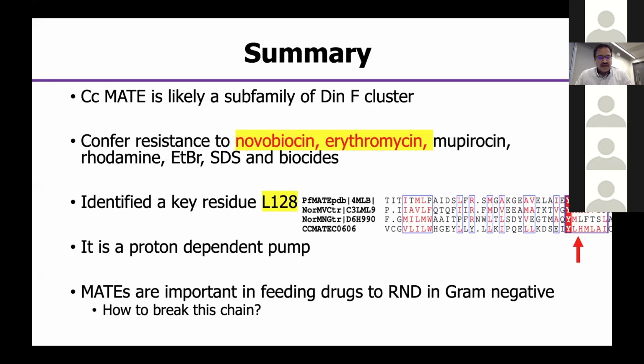And finally, I would like to conclude that, as I mentioned, MAT is the major supplier of antibiotics to RND. So in the future, we need to find a way to break the chain, the supplier to the consumer.